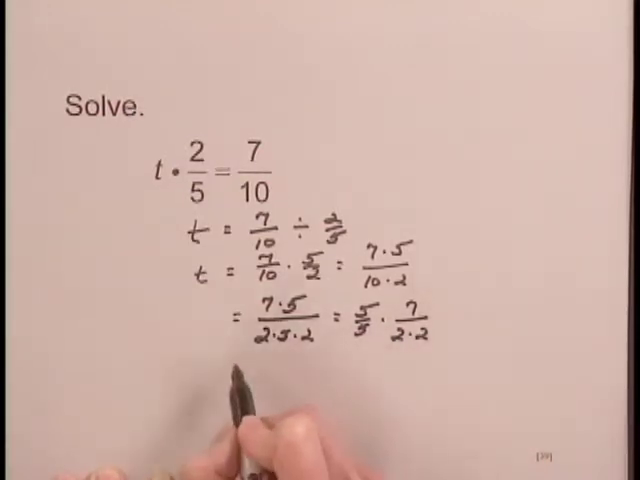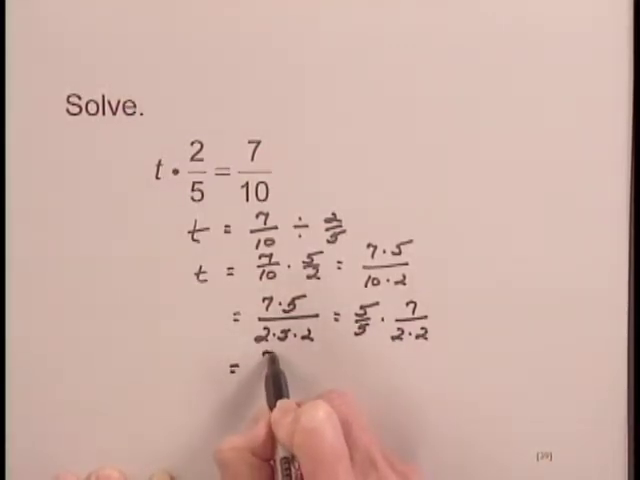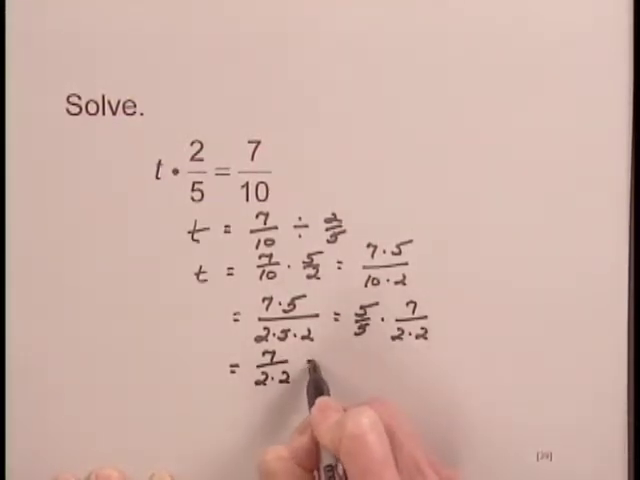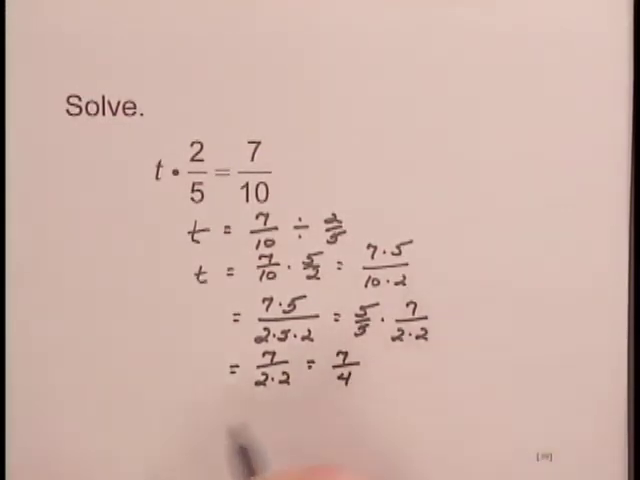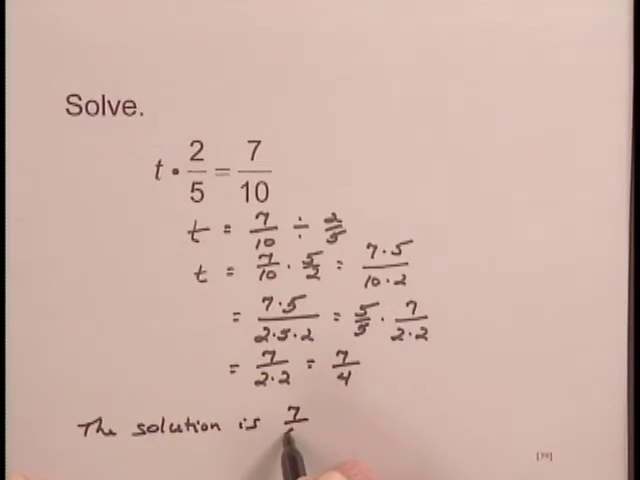5 over 5 is equal to 1, so this is equal to 1 times 7 over 2 times 2, or just 7 over 2 times 2. And carrying out the multiplication in the denominator, I have then 7 over 4. So we would say the solution is 7 over 4.